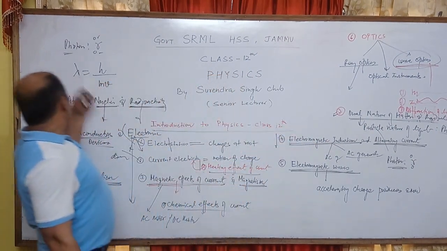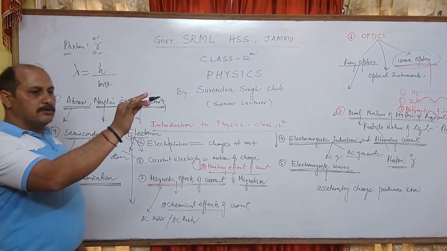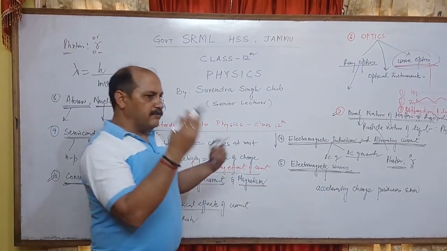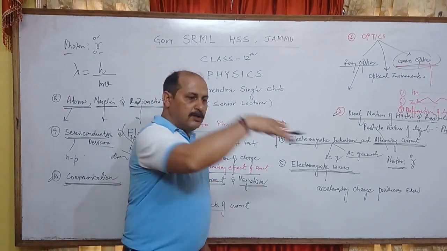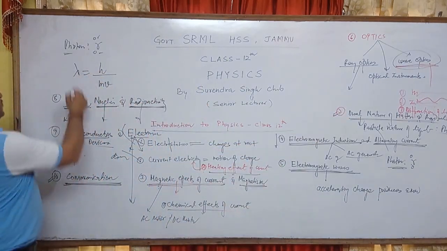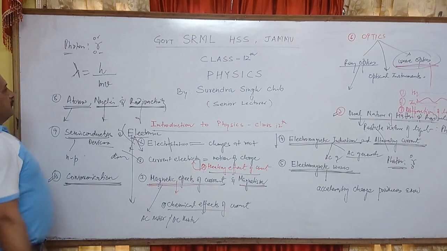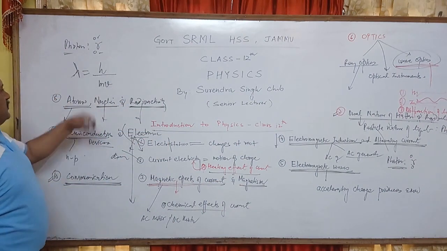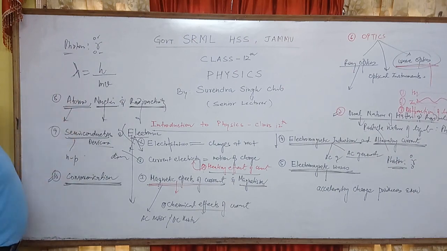De Broglie also said that when a particle of mass m is thrown with a velocity v, it moves in the form of a wave, and the wavelength is lambda. The wavelength of the moving particle is given by this, where h is Planck's constant, m is the mass of the body, and v is the velocity of the body.